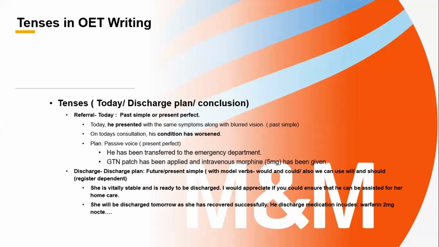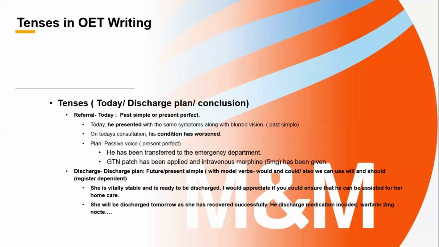So moving on toward the discharge plan, discharge letter. Now, discharge plan mostly has to be executed actually. It should be written in the future form, but we would use modal verbs such as would, could, should or may as well. Let's say this is an example.